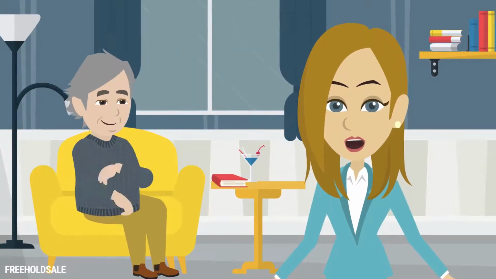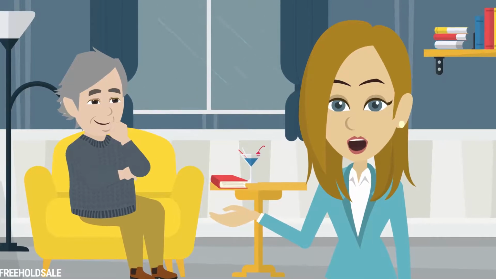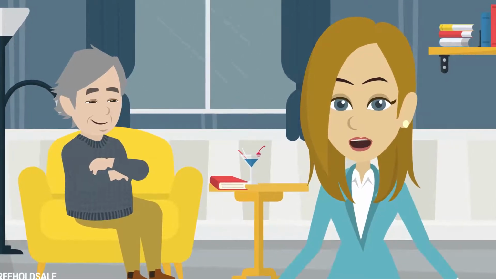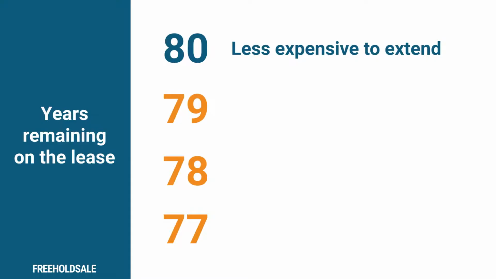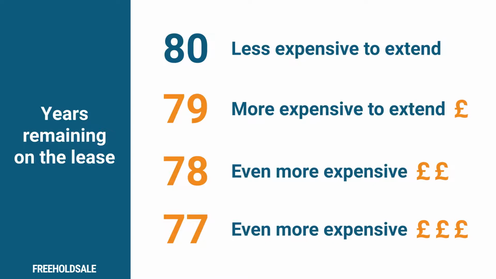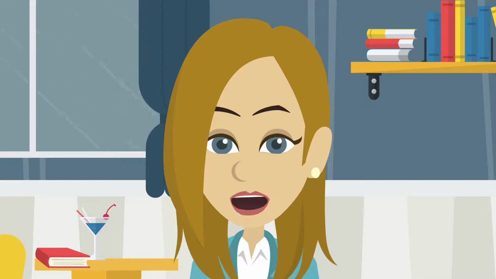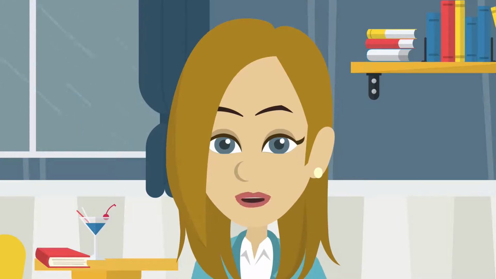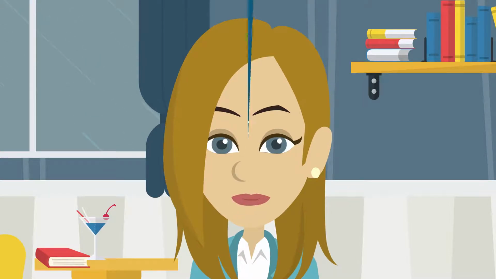It's advisable for leaseholders to ensure that they do not allow the remaining lease term to fall below 80 years, at which point extending the lease becomes more expensive, and this cost will continue to increase as the lease term decreases. In order to extend a lease, the leaseholder can follow either the formal statutory process or the informal voluntary process.